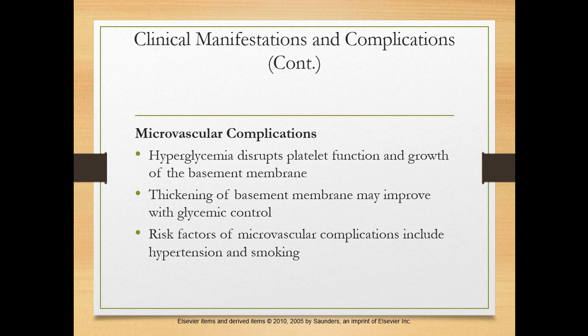Now, with microvascular complications, hyperglycemia disrupts the platelet function and growth of the basement membrane, and the thickening of the basement membrane may improve with glycemic control levels. So with the thickening of that basement membrane, this unfortunately can disrupt what's happening with blood flow. The risk factors here of microvascular complications definitely include hypertension and smoking.